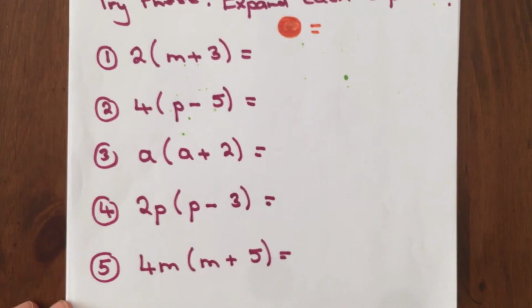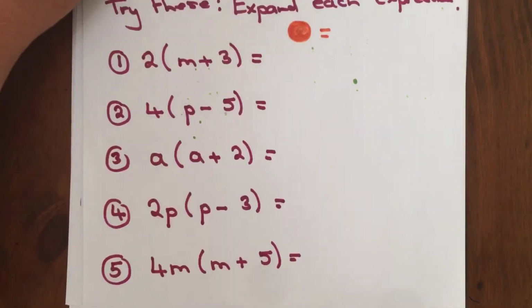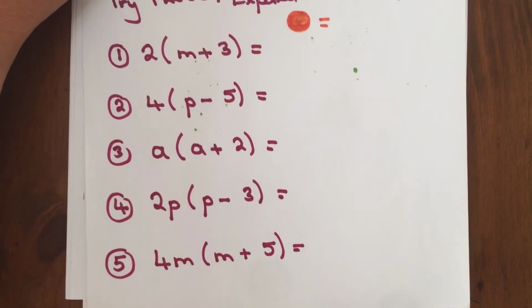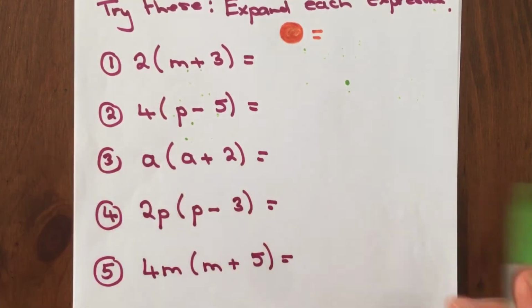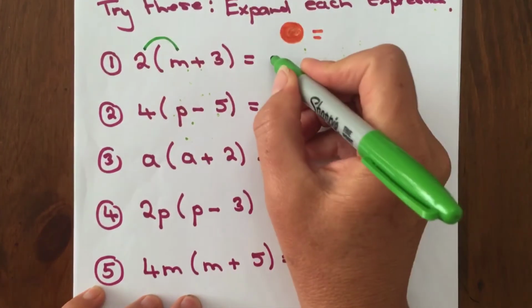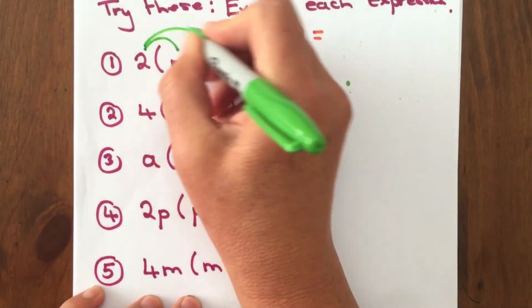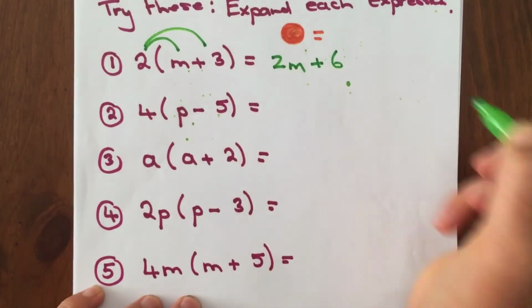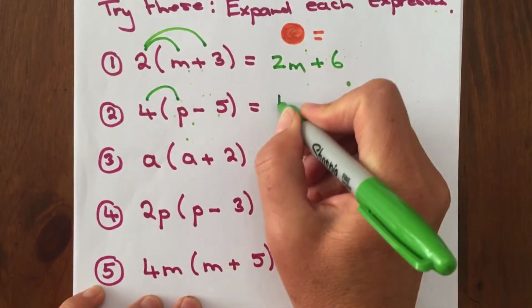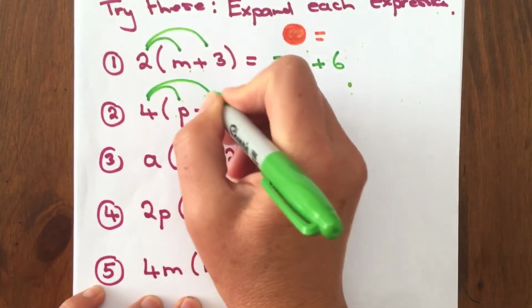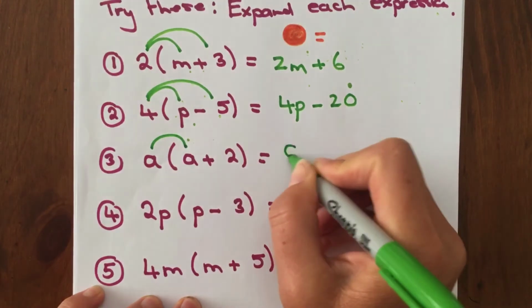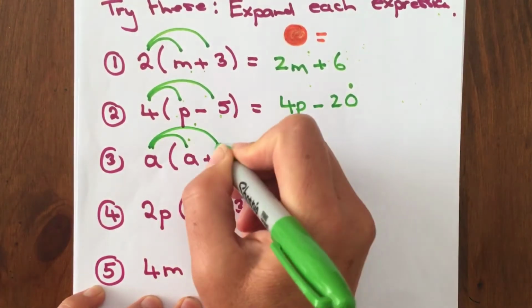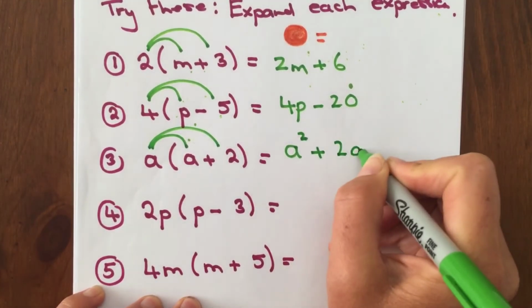Okay, now you're going to have a go at these 5 questions on expanding to practice, and then I'll go through the answers. So pause everyone and practice. 2 times m, 2m. 2 times 3, 6. 4 times p, 4 times negative 5. A times a squared. A times 2, 2a.